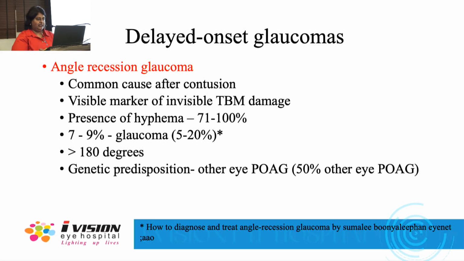When there is an angle recession, almost always there is a hyphema present, and not every angle recession leads to glaucoma. Just 7 to 9% lead to angle recession glaucoma, and when you have more than 180-degree involvement, that is when you usually get angle recession glaucoma. And the most important thing is that these people are genetically predisposed to primary open angle glaucoma. The other eye also might later get POAG. So these people are also to be on follow-up.